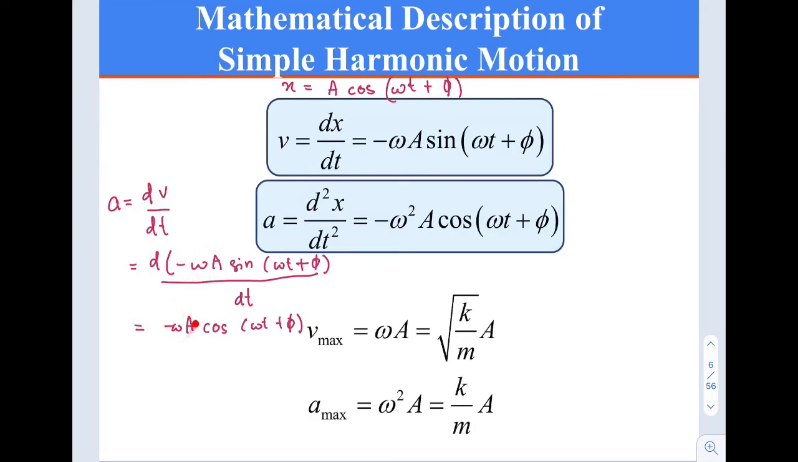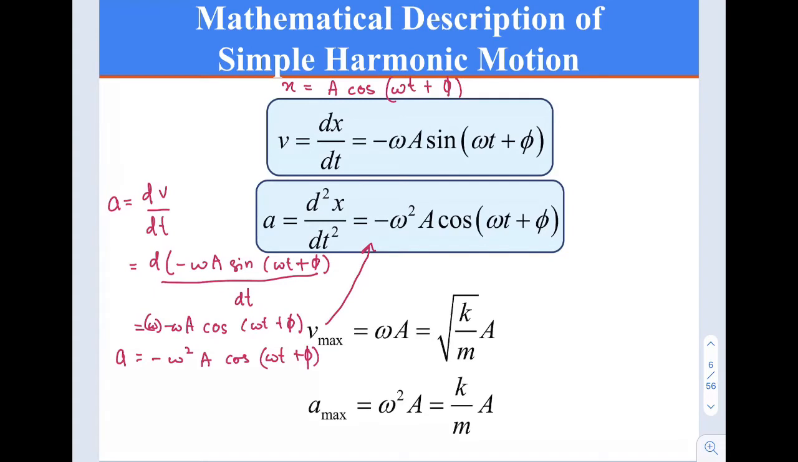This one is a constant, so it remains here. The one that we differentiate is the whole bracket. Differentiation of the sine function will give you a positive cos. Once you have differentiated the trigonometric function, then you differentiate the part with t, which is your omega, so you are going to have another omega in front. Simplifying, we get negative omega squared A cos(omega t plus phi). This is actually your a.